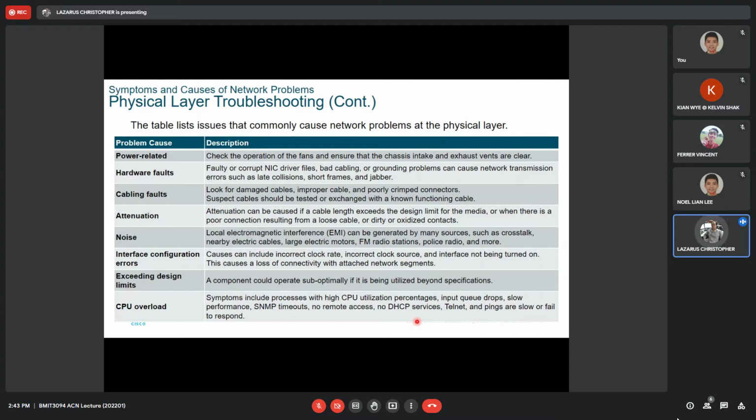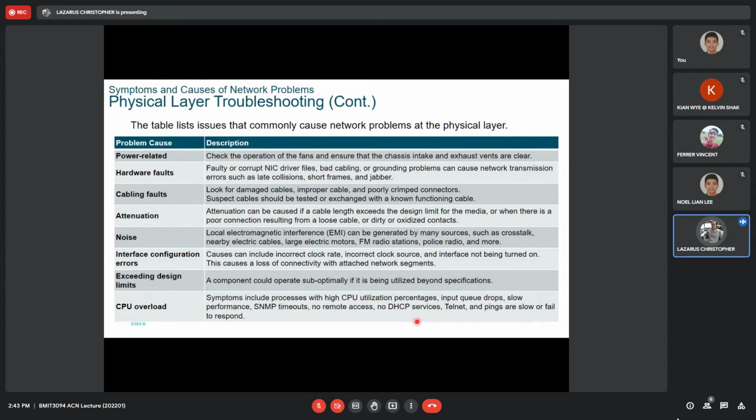Interface configuration error simply means, for example, the clock rate for a serial cable, right? Incorrect clock source, interface not being turned on, no shutdown not being typed, right? Then of course, these are interface configuration errors.